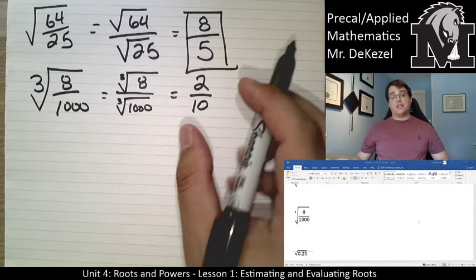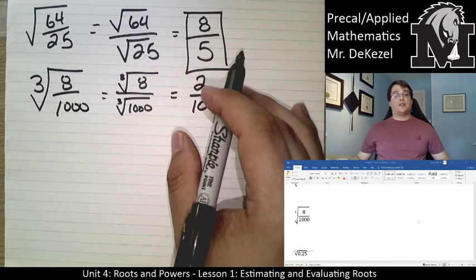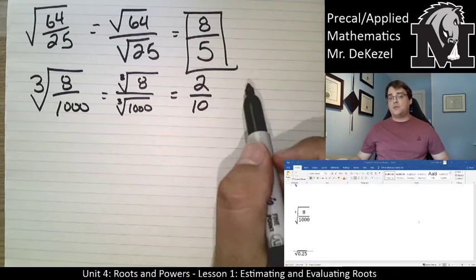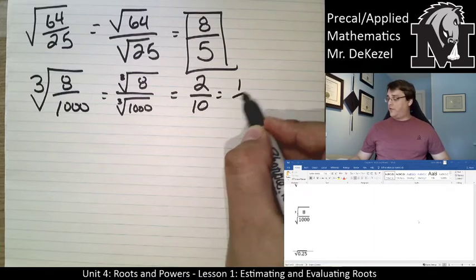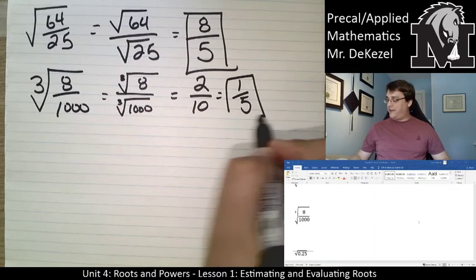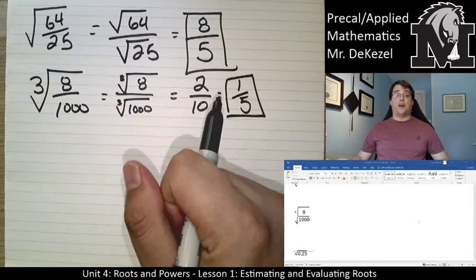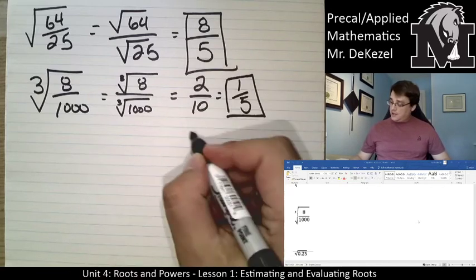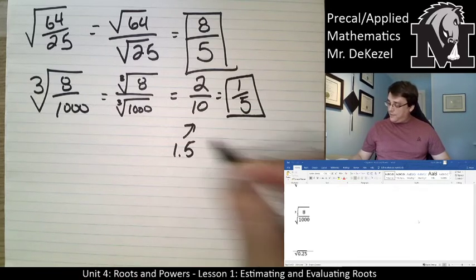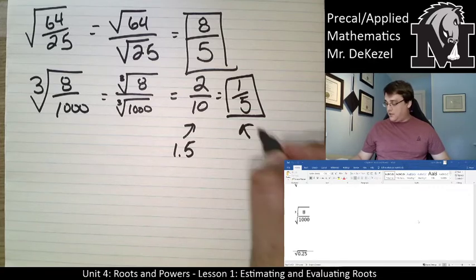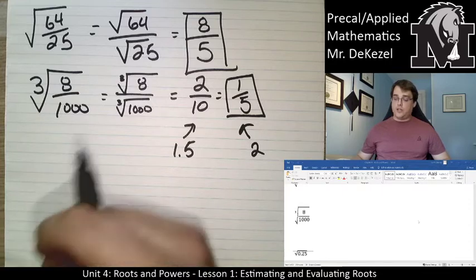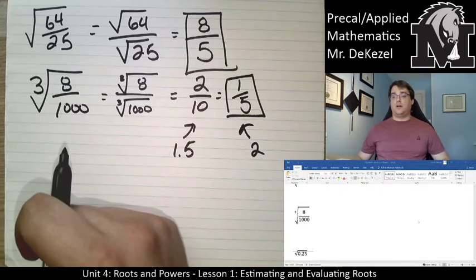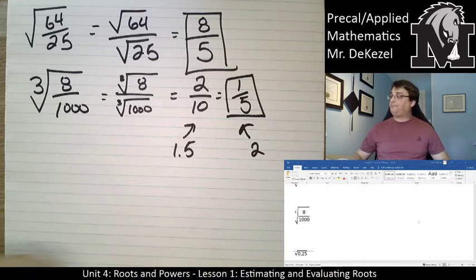And if you were to give me this as an answer, you would get full marks except for half off, because we need to reduce it. This is the same as saying 1 over 5. It is 1/5, and we need to reduce it for that half mark. So if this was out of 2, this would get you 1.5, and if this was 1/5, this would get you the full 2 marks. Okay? Just so that you are aware, always reduce to the lowest form.